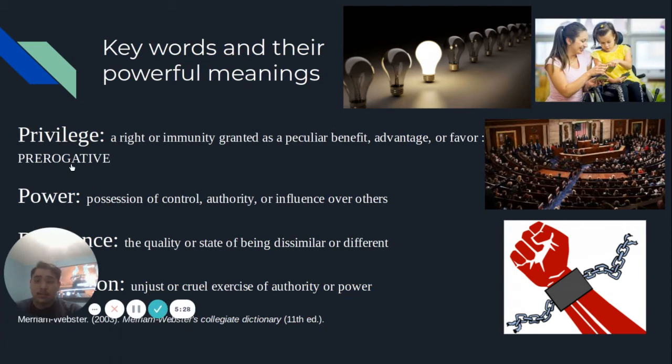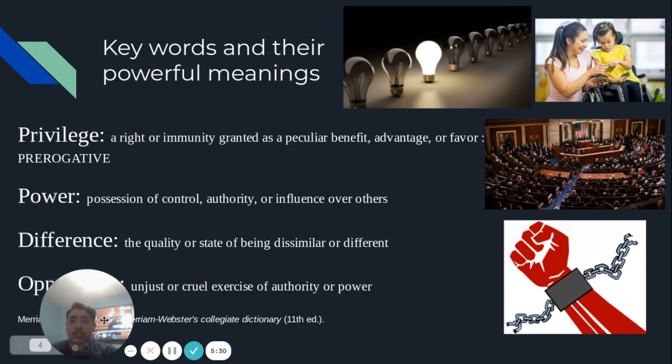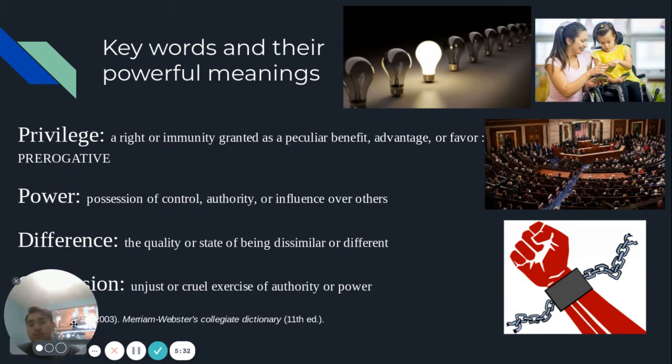The final term is oppression, which is an unjust or cruel exercise of authority or power. This goes hand in hand with all three of the terms above because oppression can come from any of the above three terms, which are privilege, power, or difference. With privilege, you can oppress other people's goals and aspirations. With power, you have the power of delivering oppression directly to someone. And with differences, it gives a target for oppression.